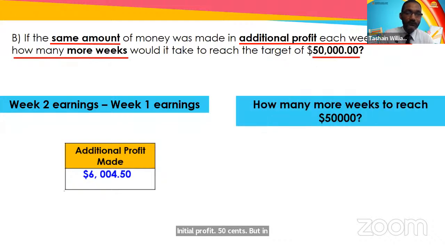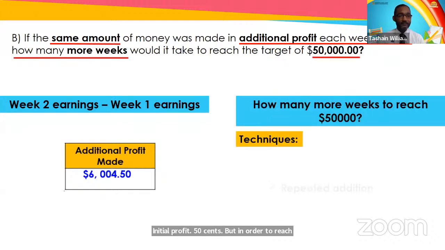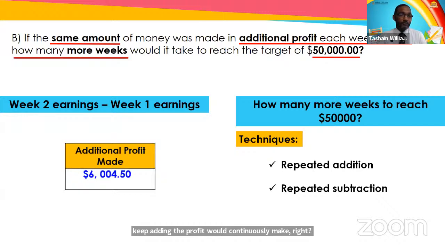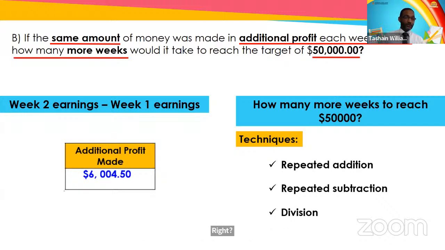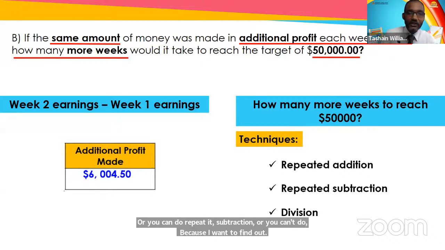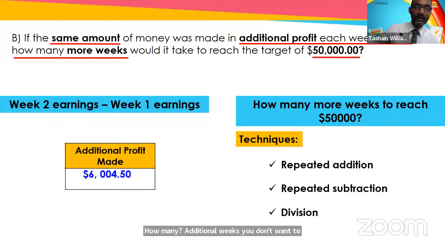In order to reach $50,000, boys and girls, we have to do repeated addition. We have to keep adding the profit we would continuously make. Or you can do repeated subtraction, or you can do division, because we want to find out how many additional weeks. We don't want to say how many weeks we'll get to 50,000. How many additional weeks? So you have to exclude week one, and find how many more weeks we need to sell biscuits to get to our target of 50,000.